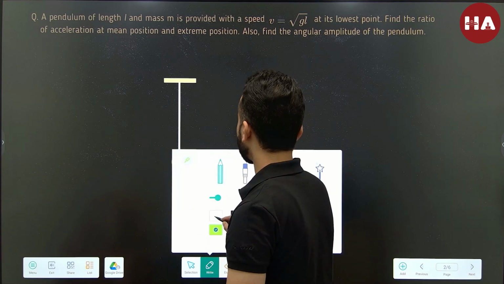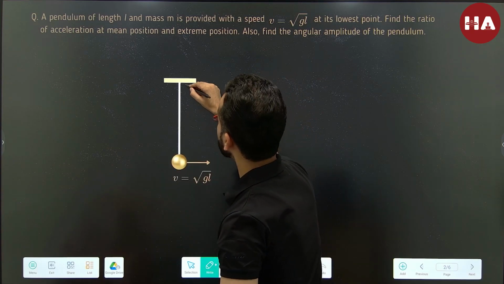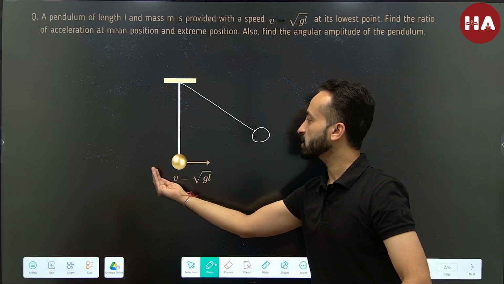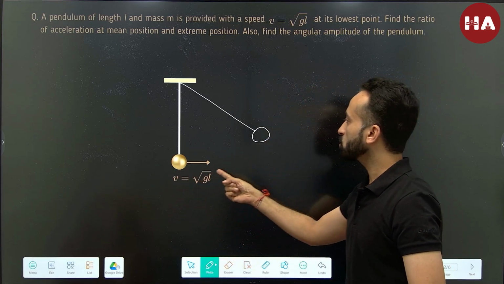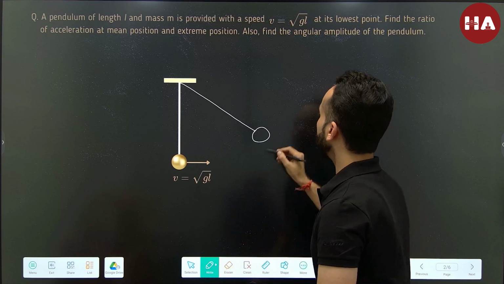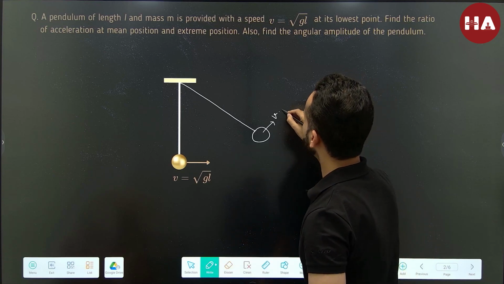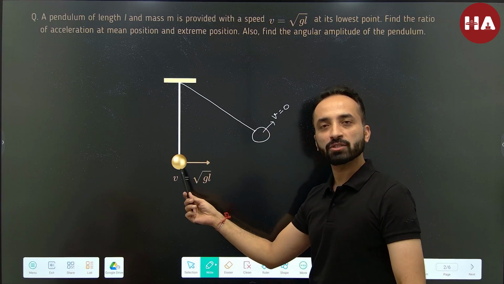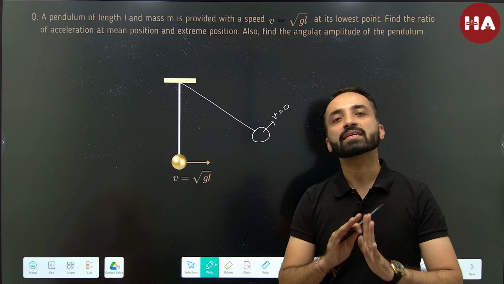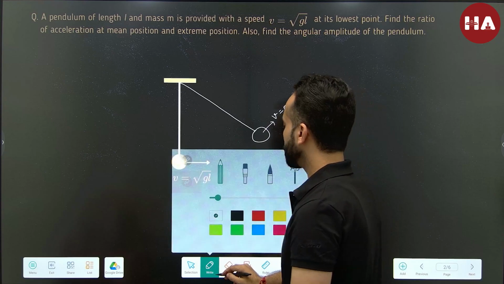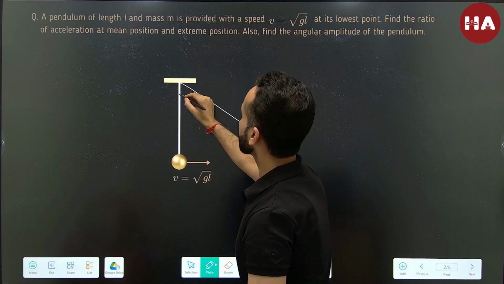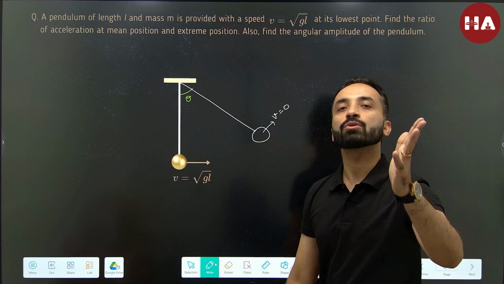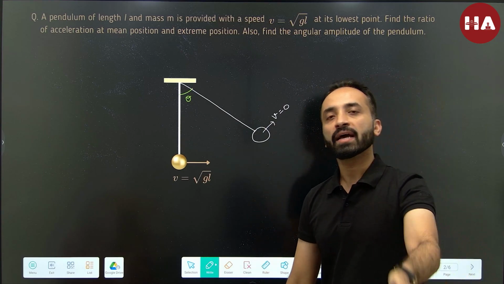Let's say this is a pendulum, alright, and let's say it goes up to this level. So when you provide it with a speed at the lowest point, it goes up to this level, means what? When it reaches here, its speed becomes 0. So if you know the basics, this is the mean position and this is the extreme position, alright. So now let's attempt it very quickly. Let's say it goes up to an angle theta. This is what you mean by angular amplitude.